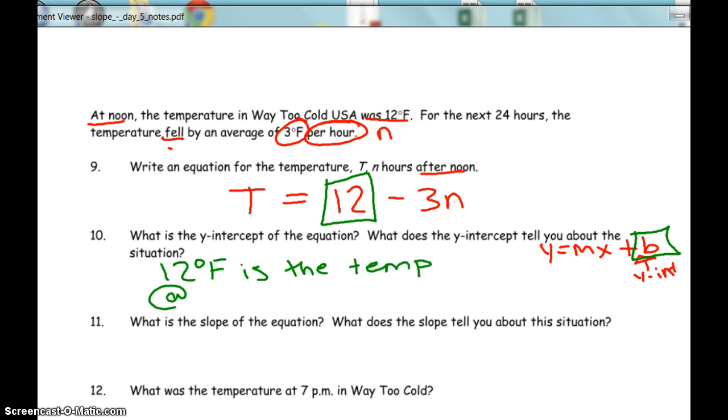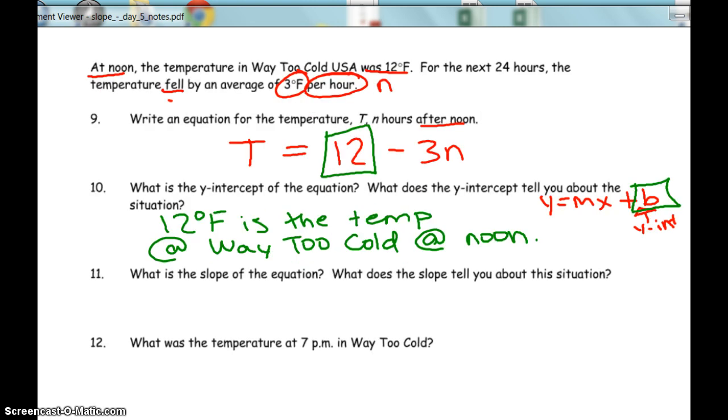And you guys need to use full sentences if you're doing this for a homework. Stop it.